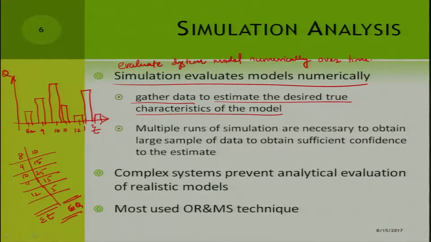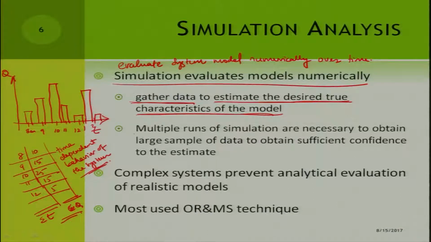This is the time dependent behavior of the system. When you study this and find the time dependent average of the system, you can estimate the characteristics. It is an estimation, not the true value. You can say, to a reasonable degree of accuracy, I am confident that the system will behave in this particular fashion. So you gather data and use the data to estimate the desired true characteristics of the model.